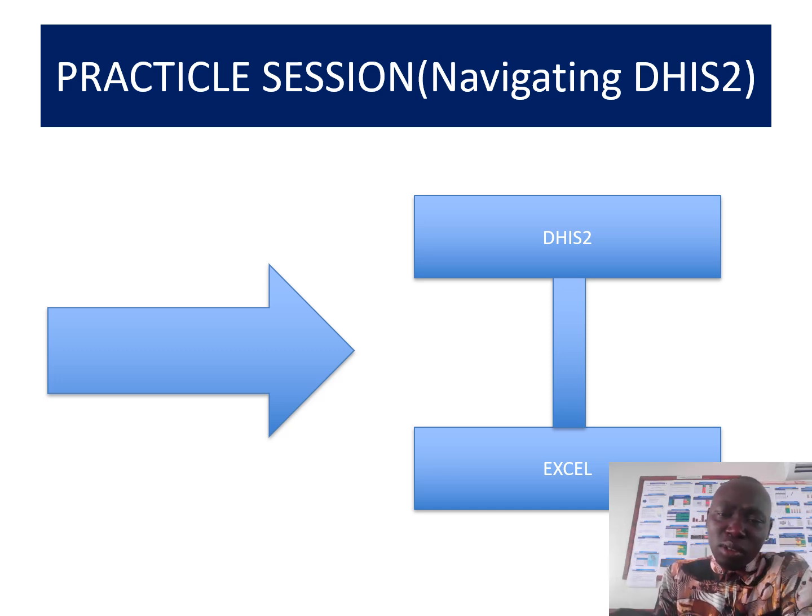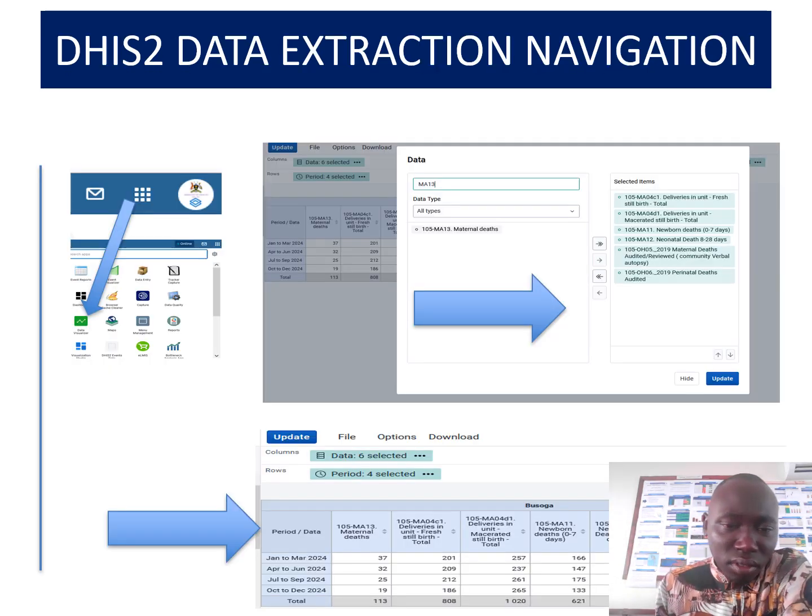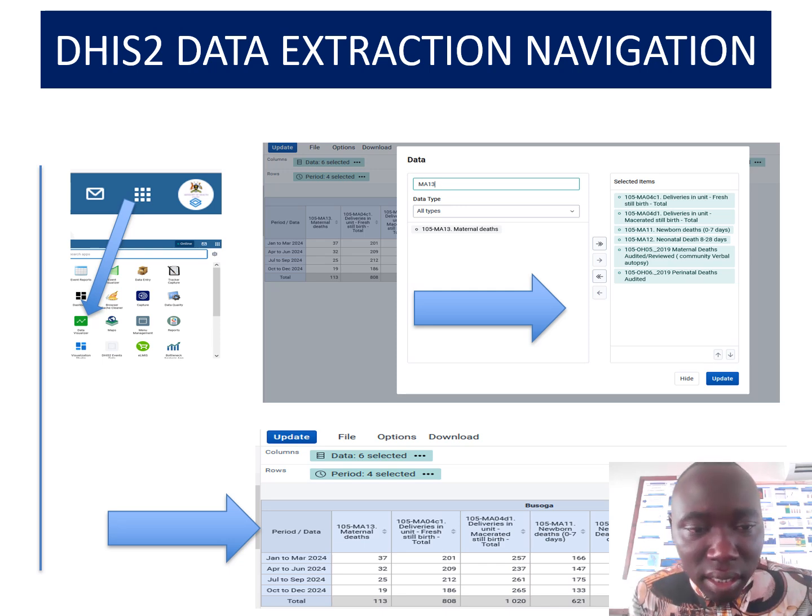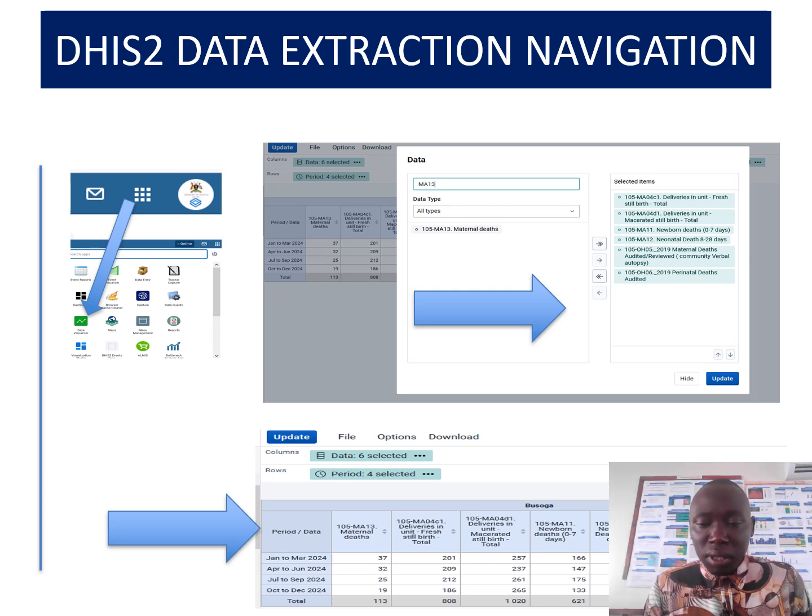Navigating DHIS2. Today we're going to look at Excel and DHIS2. When you get into the system, in brief, I've taken you through the DHIS2 system, so there are some few screenshots. When you get to that menu, you click on Data Visualizer. When you go to Data Visualizer, this is just a recap, it will display this box for you.